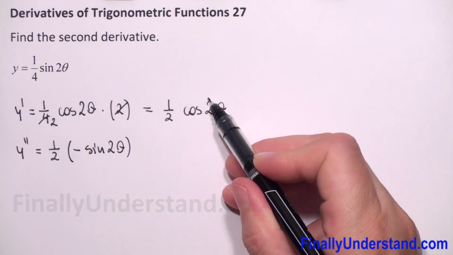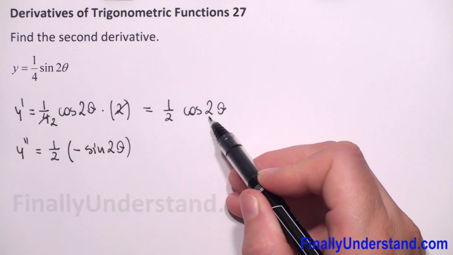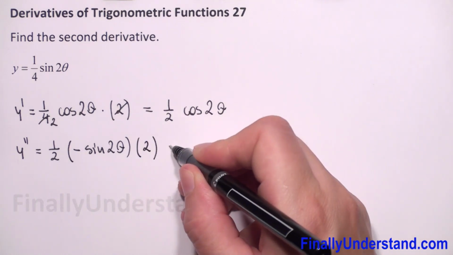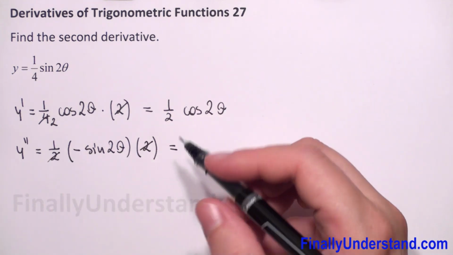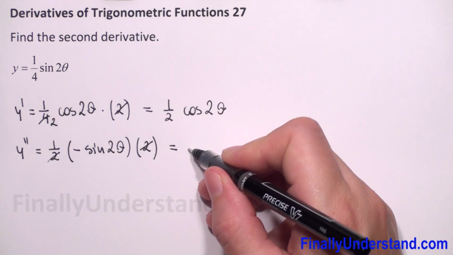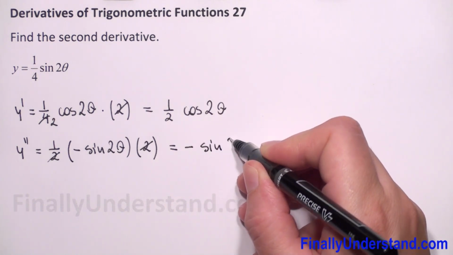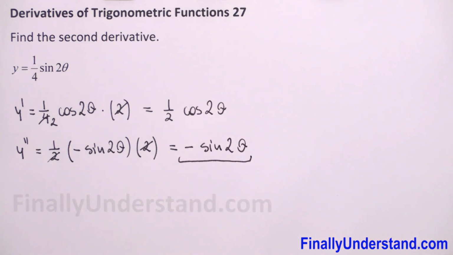And now we have to find the derivative of the expression which is inside. The derivative of 2 theta is 2. So this is equal to, 2 and 2 we can reduce because we have multiplication. So the answer is negative sine of 2 theta. This is the second derivative of our function.